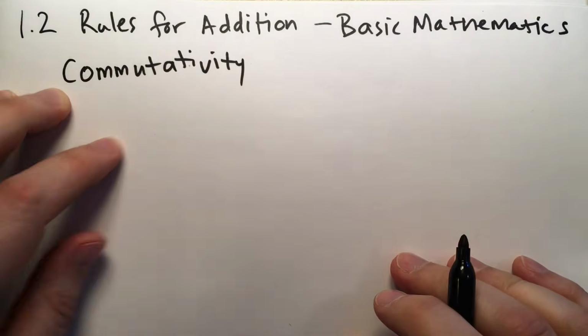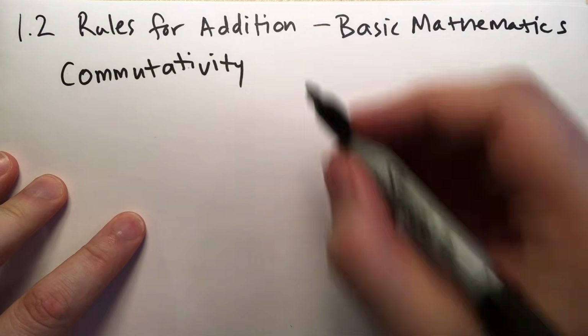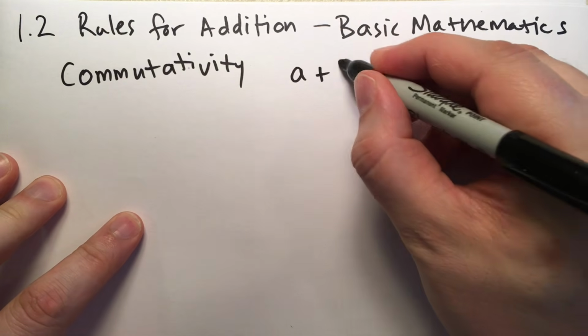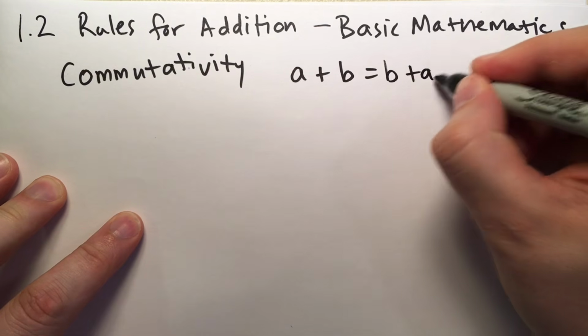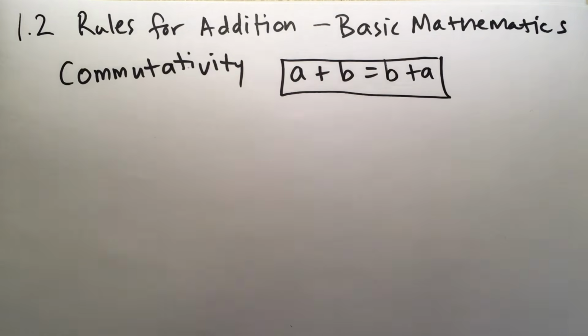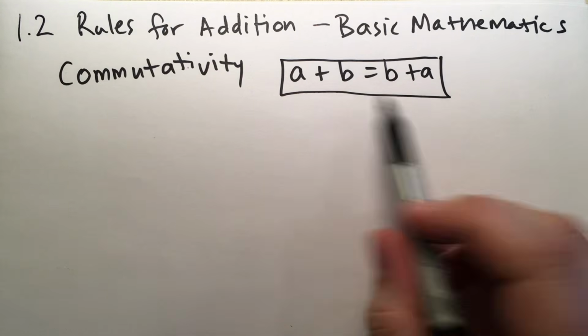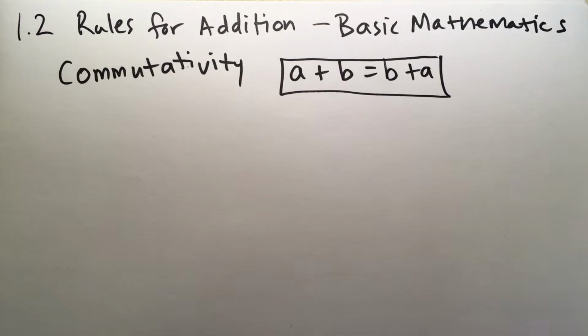C-O-M-M-U-T-A-T-I-V-I-T-Y. Commutativity is the property of addition, and multiplication as well, where it doesn't matter what order you add in. So you can add A and B this direction, or you can do it this direction. Let's draw a box around that because you have to memorize that equation. Well, you won't have to memorize so much as know how it works.